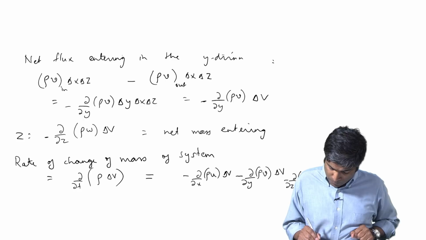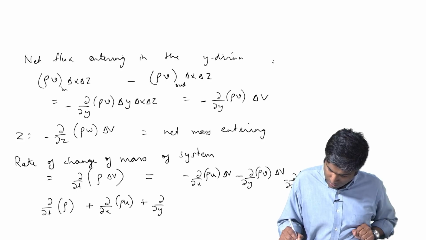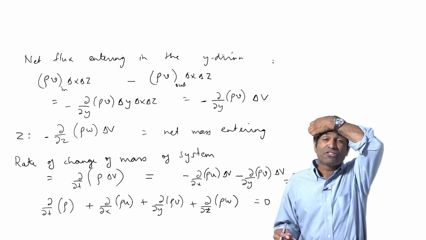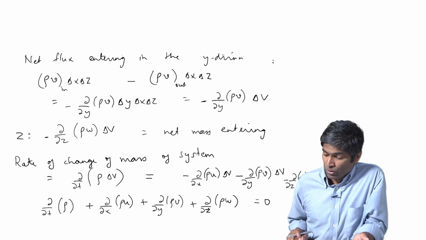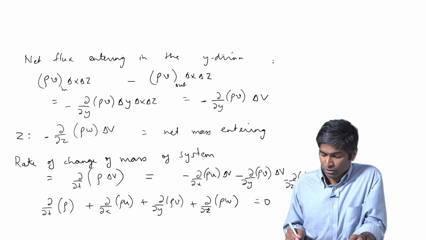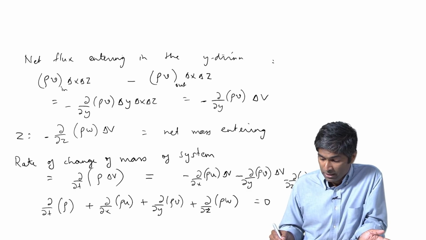What I'm left with is del by del t of rho plus del by del x of rho u plus del by del y of rho v plus del by del z of rho w equals 0. We'll make life simple for ourselves and say that we are looking at incompressible fluids, so my density is not going to change with time. So this first term drops off, rho comes out of the partial derivatives in space, and because it's a prefactor that's constant, we can drop that too.